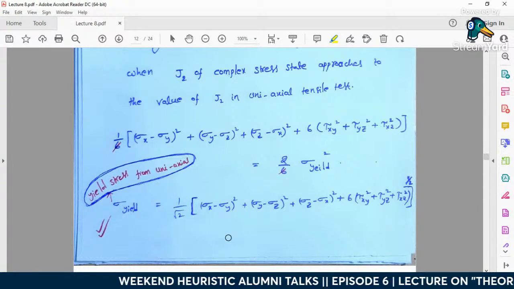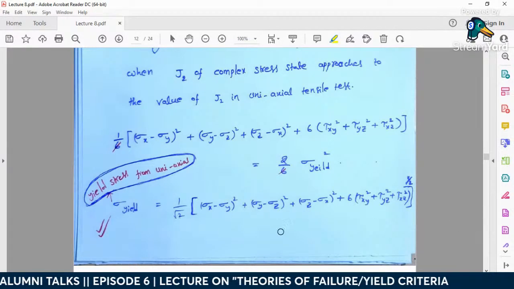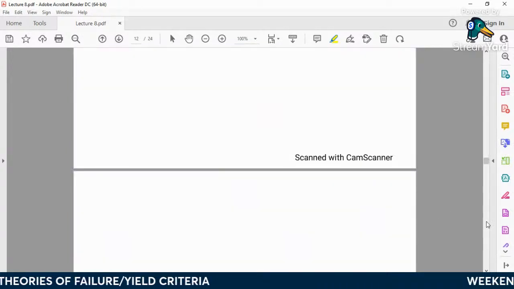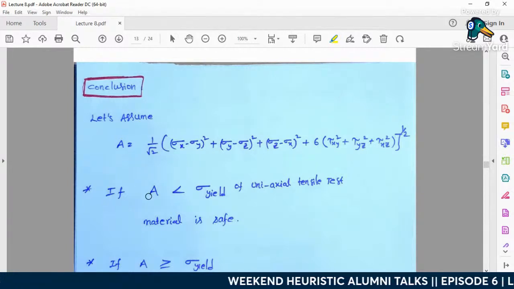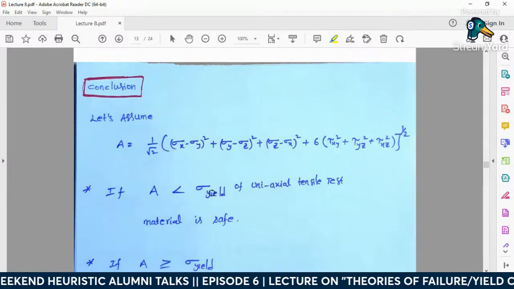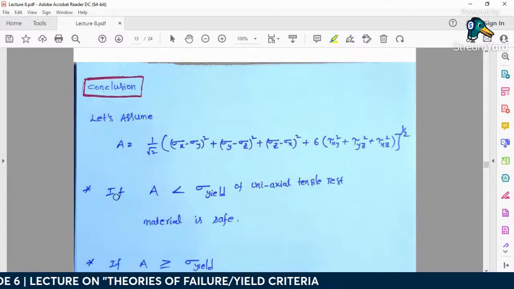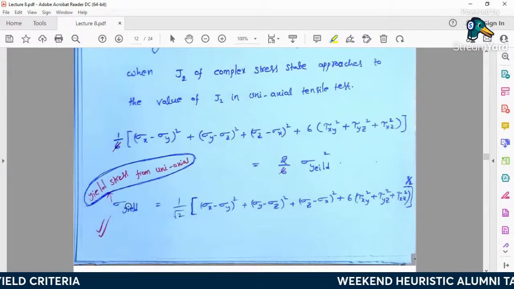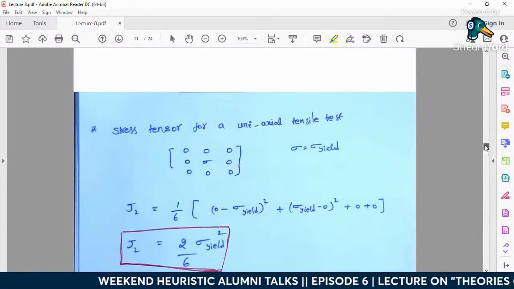So what conclusion will you make here? Let's assume this right hand side is completely a parameter A. Make sure this parameter in your application does not exceed the yield point of the tensile test. In that case you will be safe. If this parameter exceeds the yield point, your material is going to fail. So that is what von Mises said.